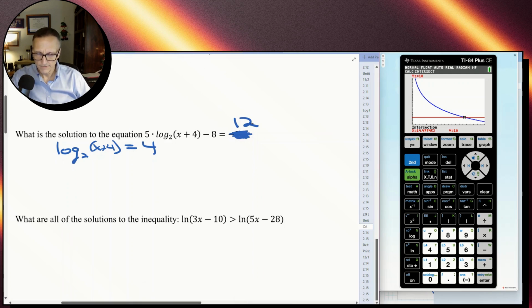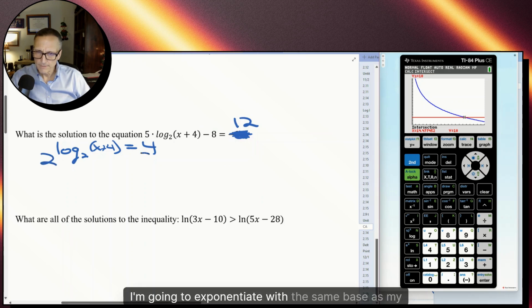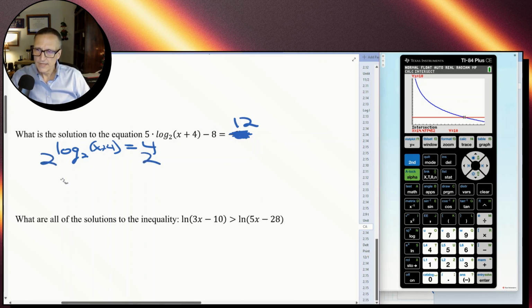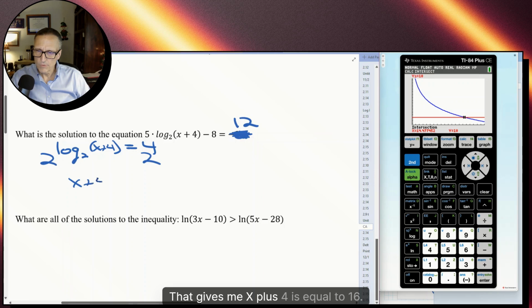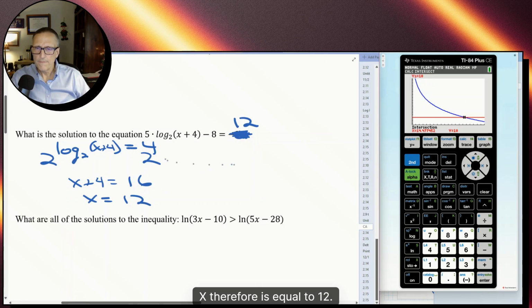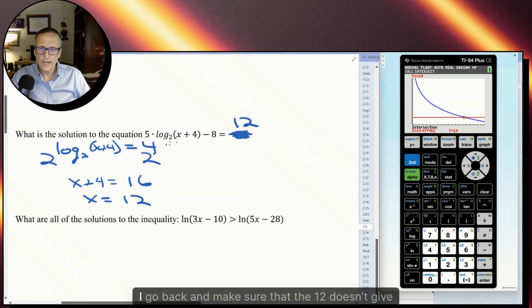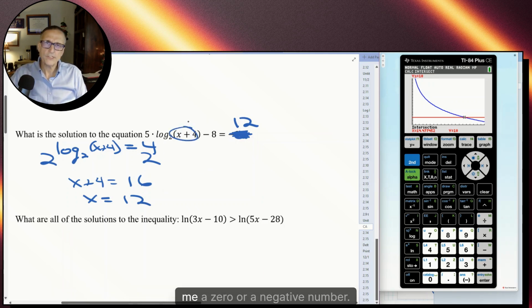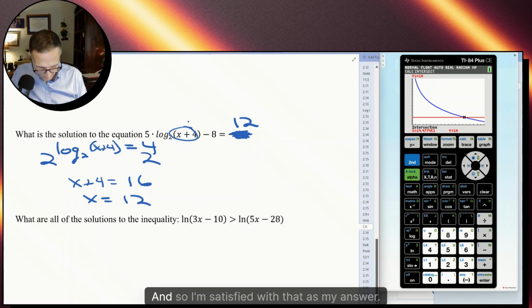Because I add 8, it gives me 20. Then I divide the 20 by the 5, it gives me 4. I'm going to exponentiate with the same base as my log. That gives me x plus 4 is equal to 16. X, therefore, is equal to 12. Since this was a log equation, I go back and make sure that the 12 doesn't give me a 0 or a negative number, and it does not. And so I'm satisfied with that as my answer.